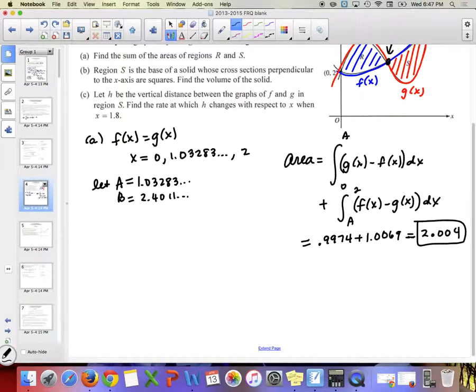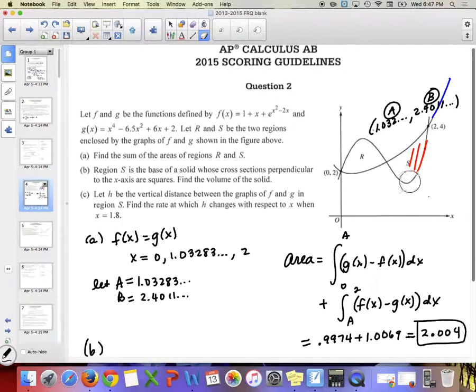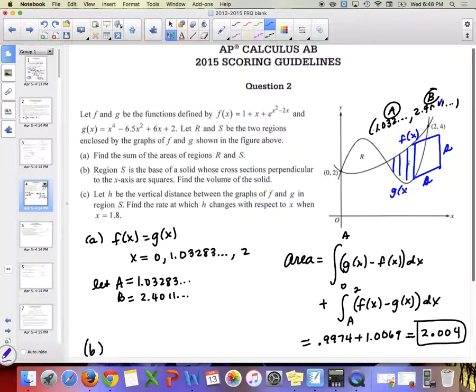All right, and then region S is the base of a solid whose cross-sections perpendicular to the x-axis are squares. Okay, so let's kind of clear this out a little bit. All right, so I have cross-sections perpendicular to the x-axis. So I'm making my chops like this, and off of each of these chops I have a square shape. So I have this side and I have another side, okay? So the side ends up being the top curve, which was our f of x, minus the bottom curve, which was our g of x. So my side, s, is equal to f of x minus g of x. So that's one side of the square.